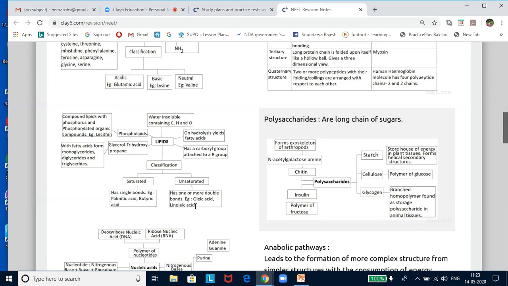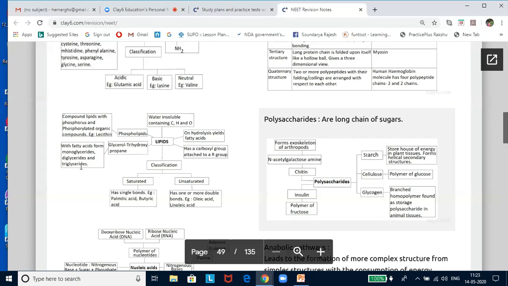Another simple lipid is glycerol, which is trihydroxypropane. Many lipids have both glycerol and fatty acids. Fatty acids get esterified with glycerol. They can form monoglycerides, diglycerides, or triglycerides. They are also classified as fats and oils based on their melting points.